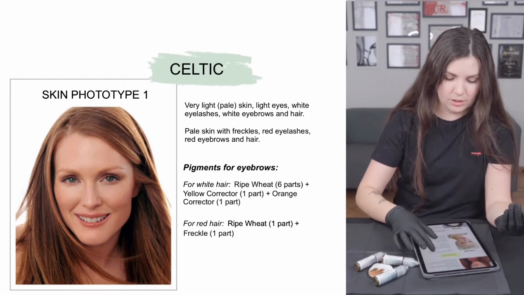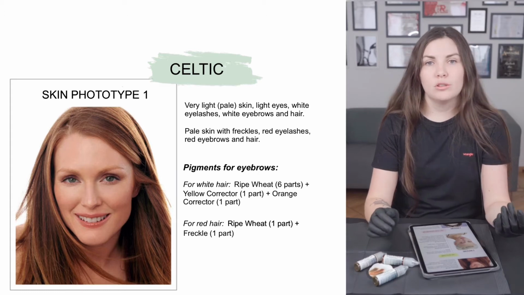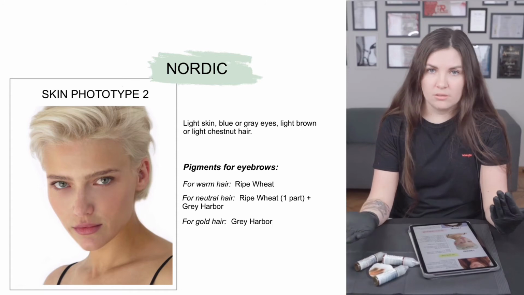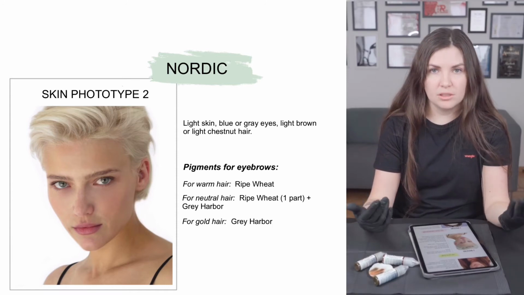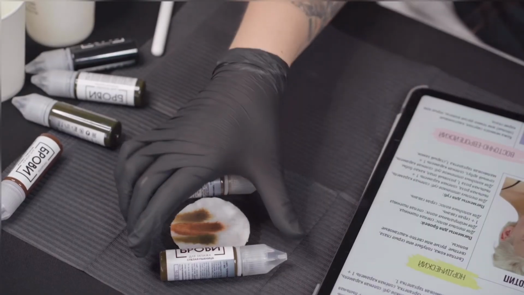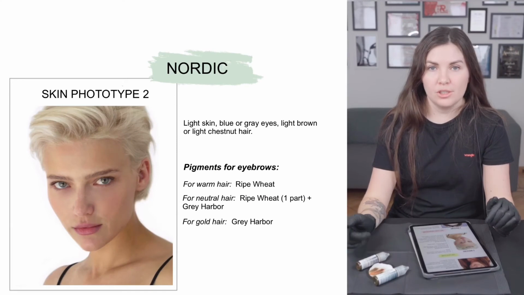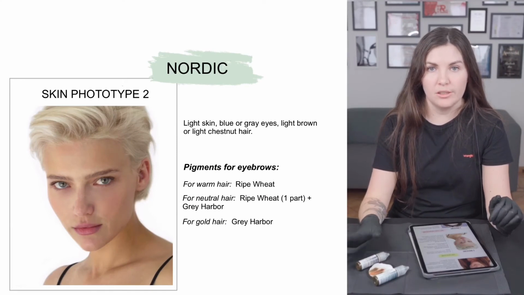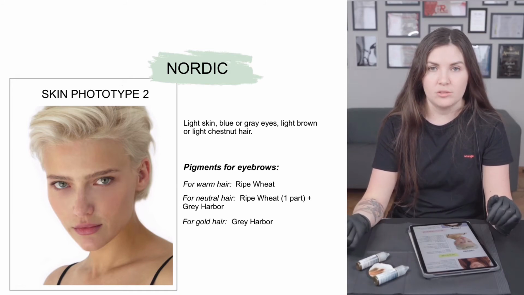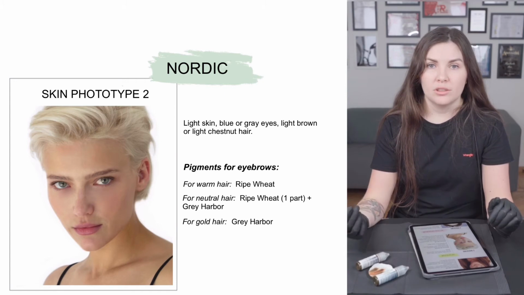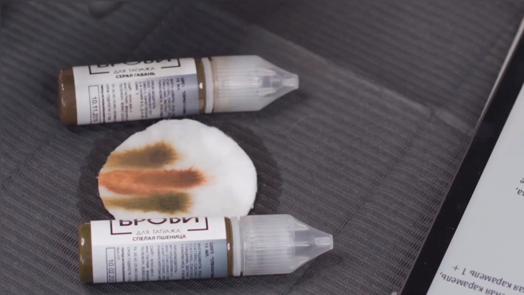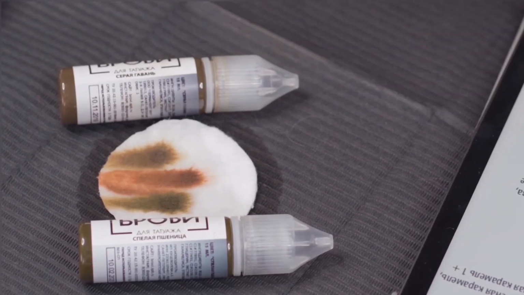Now phototype 2. This phototype is very easy to work with and is one of my favorites, Nordic phototype. It includes all types of blondes, light blonde, warm blonde, cold blonde, and blonde with gray tint. For them, I recommend using the same colors as we used earlier, Grey Harbor and Ripe Wheat. They can be used as is, meaning that for cold blonde whose hair looks more grayish, we can use Grey Harbor that has yellow base. For warmer blondes that look more copper, I would even say wheat-looking ones, we can use Ripe Wheat color. As you see, the name of the pigment talks for itself.